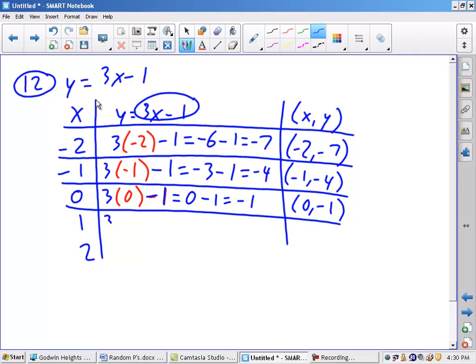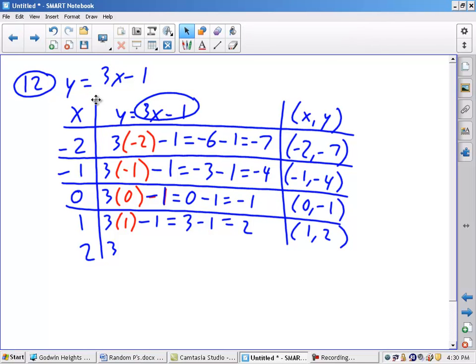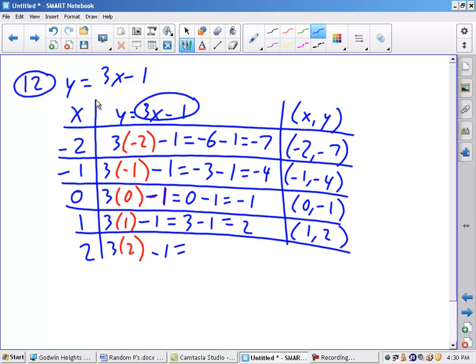I have 3 times 1 minus 1, and that gives me 3 minus 1 equals 2, and so I have 1 comma 2. I'm going to skip a step here, careful, 3 times 2 minus 1 equals 6 minus 1 gives you 5. So I put in 2, I get out 5. Those are all my points in my graph, and actually that graph gives me a straight line.